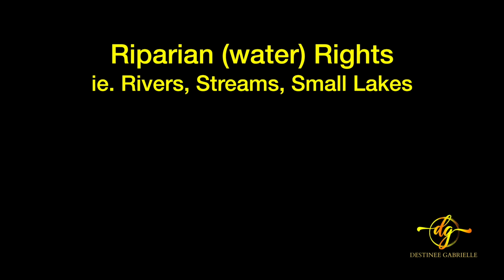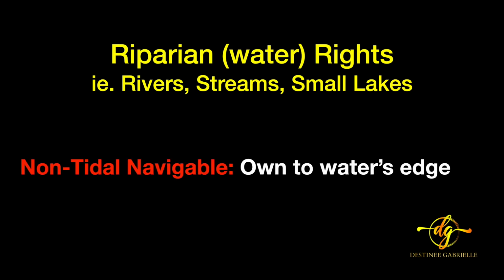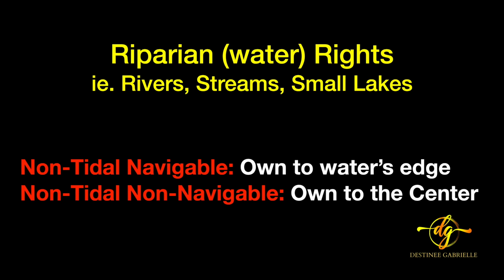Next, we're going to talk water rights. So this is riparian water rights, which is rivers, streams, and small lakes. So if it's non-tidal navigable, you own to the water's edge, which means that the water itself belongs to the public. If it's non-tidal, non-navigable, you're going to own to the center, which means it's private property.